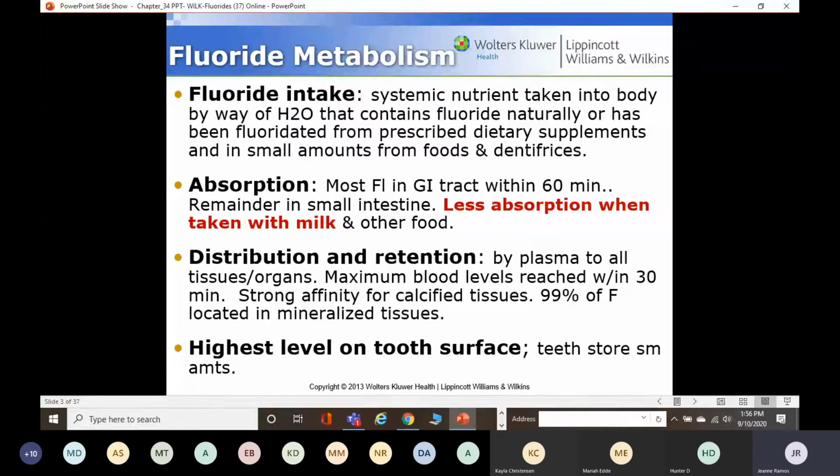So distribution and retention: by the plasma to all tissues and organs, it goes everywhere. The maximum blood levels are reached within 30 minutes. There's a strong affinity for fluoride to go for the calcified tissues, which are your bones and your teeth and the enamel. 99% of the fluoride in your body is located in mineralized tissues, hardened tissues like your teeth and your bones. The highest level is on the tooth surface, where there's more fluoride than there is in your bones.